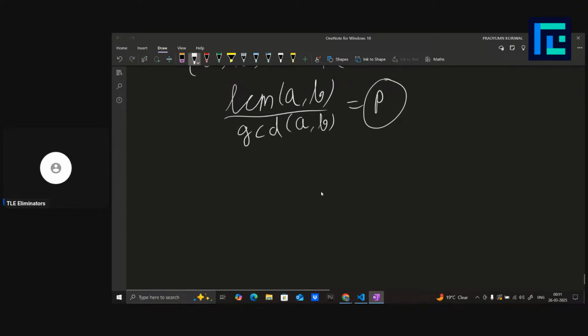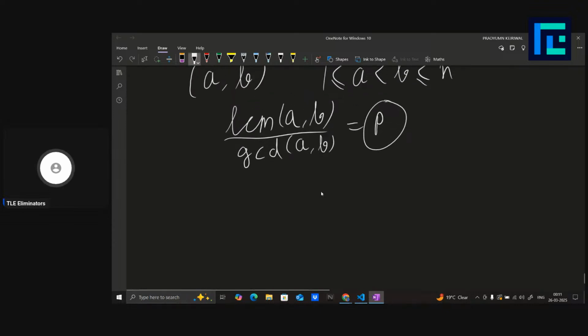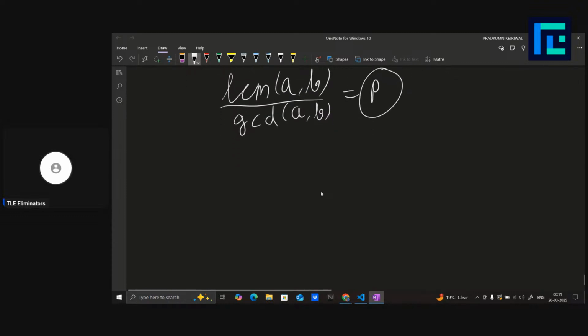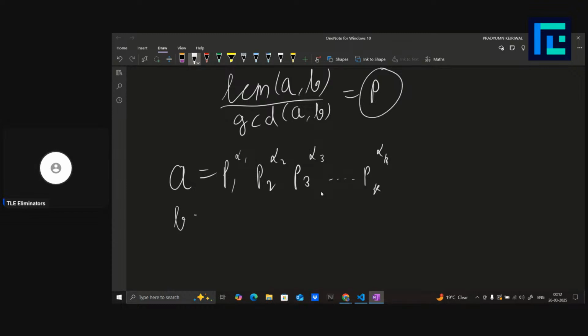So, okay, let's look at the LCM and GCD prime wise. Like basically, if we factorize a, then it would be something like p1 to the power alpha 1, p2 to the power alpha 2, p3 to the power alpha 3, and so on, pk to the power alpha k. And if we factorize b, similarly it will be something like p1 to the power beta 1, p2 to the power beta 2, and so on and so forth.